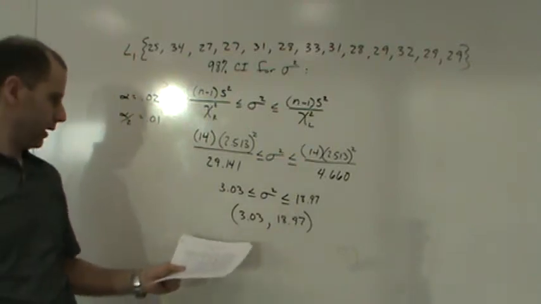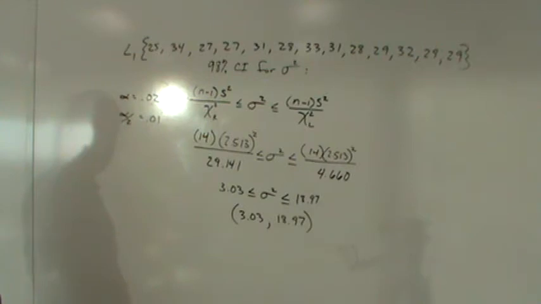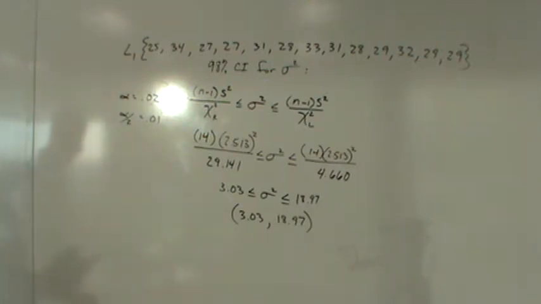And of course, if you wanted the standard deviation, you would just take the square root of everything. And that would give you the confidence interval for standard deviation.